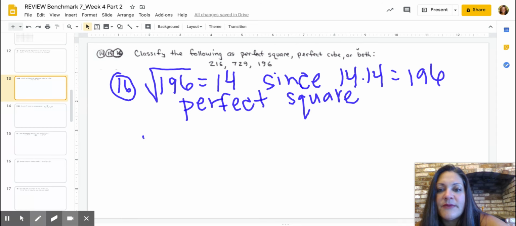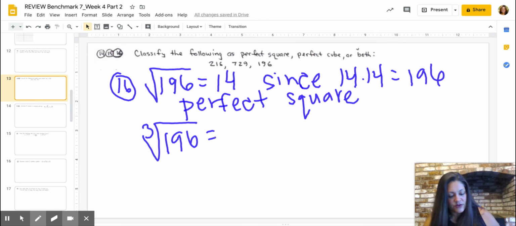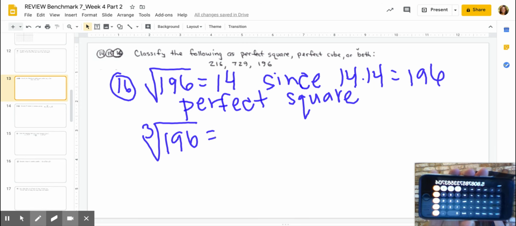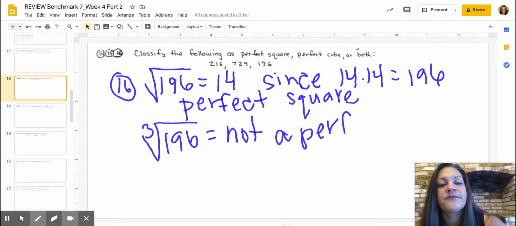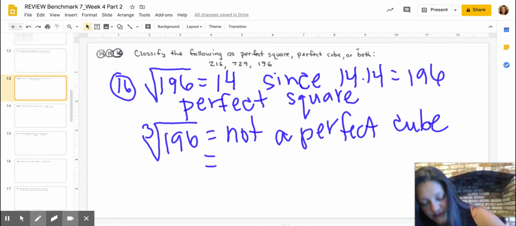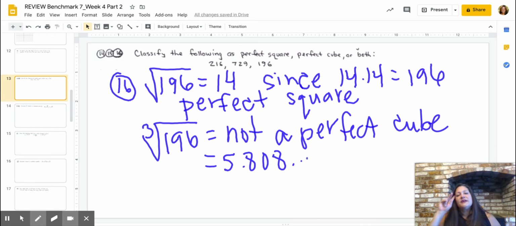Okay, so let's see about a cube root. So on my calculator, 196 cube root, nope, 5.8 and a whole bunch of numbers. So it is not a perfect cube. I guess I could have written down the answer. It equals 5.808, and it continues. Okay, so it is a perfect square, not a perfect cube. We can't all be totally perfect.